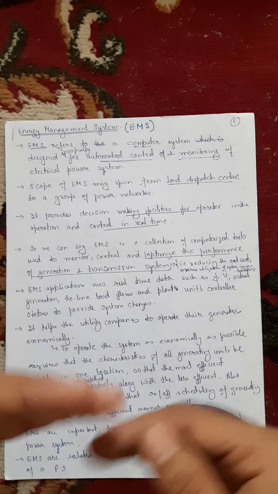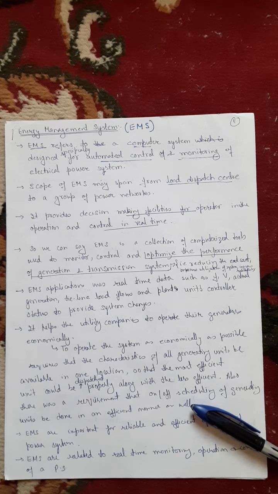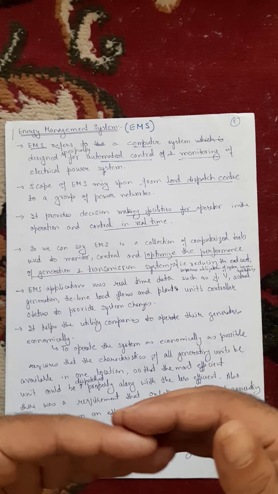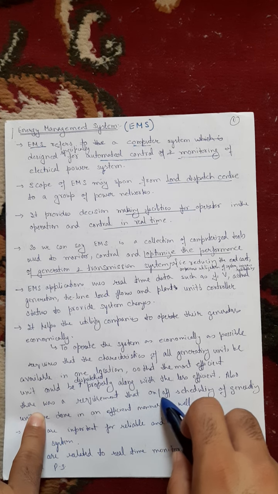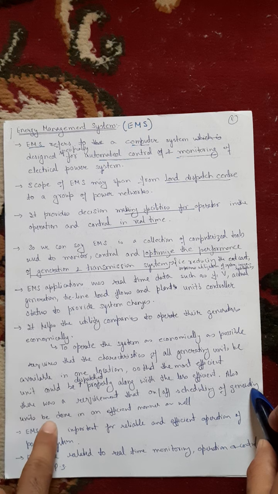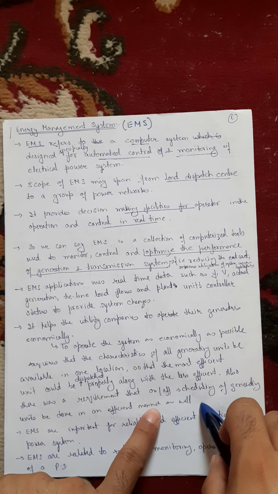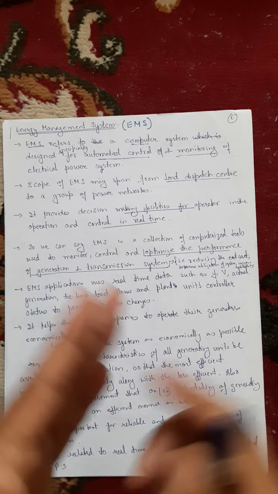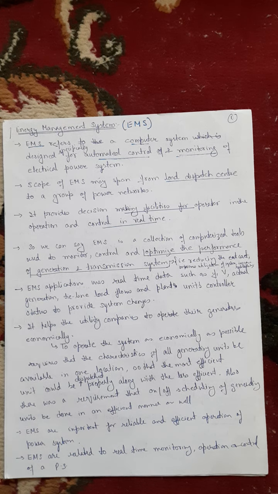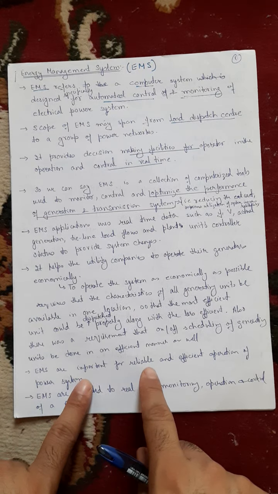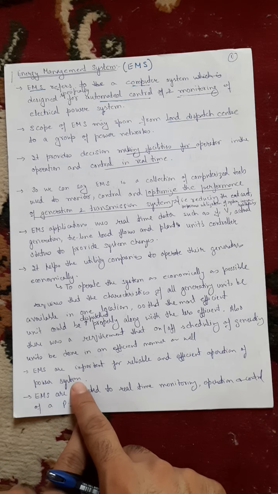Okay, we are saying that the most efficient generator will be fully loaded, and the less efficient one should be lightly loaded. Also, there was a requirement of on and off scheduling of generating units, which can be done in an efficient manner as well. It means we have to turn on and turn off a generator. Suppose for maintenance purposes I want to turn off one of my generators. That can also be done efficiently with the help of this energy management system. So I can say that energy management systems are important for reliable and efficient operation of power system.